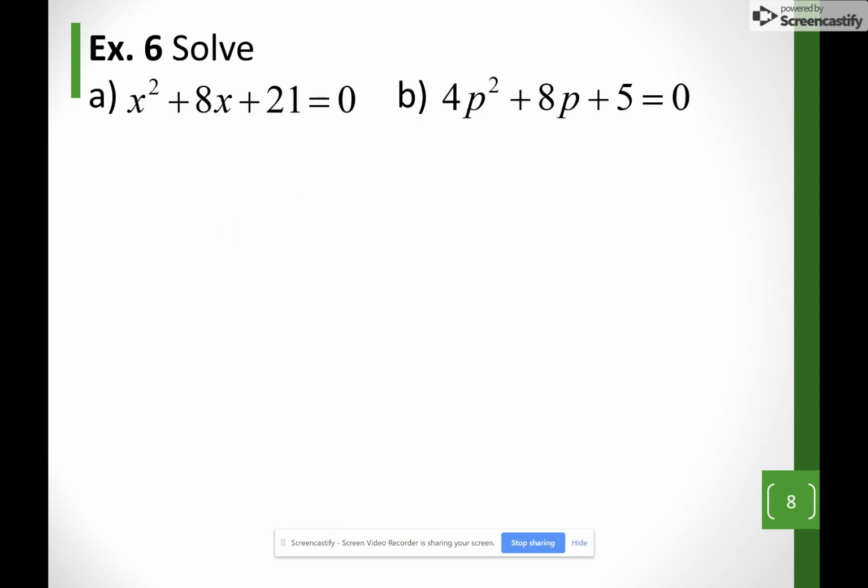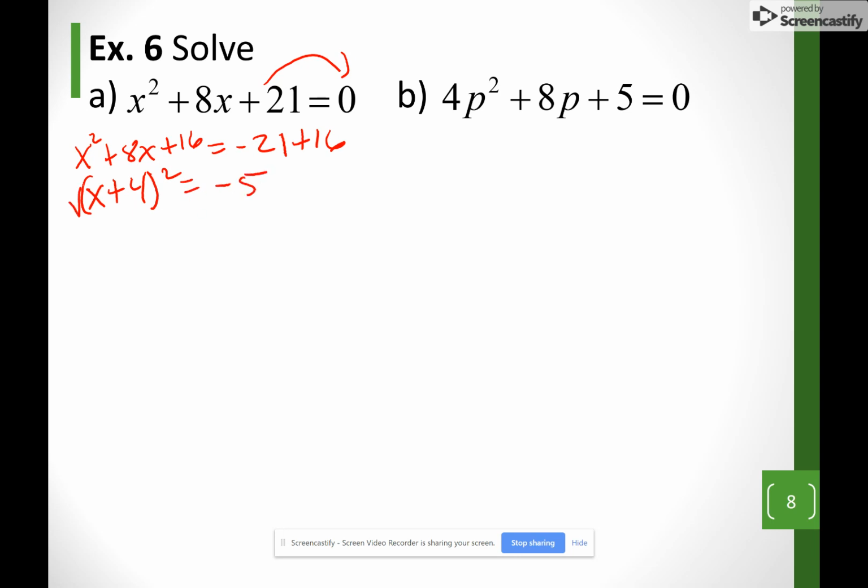Looking at this case, I'm going to move the 21 over, so I have that x squared plus 8x is equal to negative 21. My leading coefficient is a 1, so that's good. Half of 8 is 4, but 4 squared is 16. So I'm going to add a 16 to each side. The left side factors as x plus 4 all squared equals negative 5.